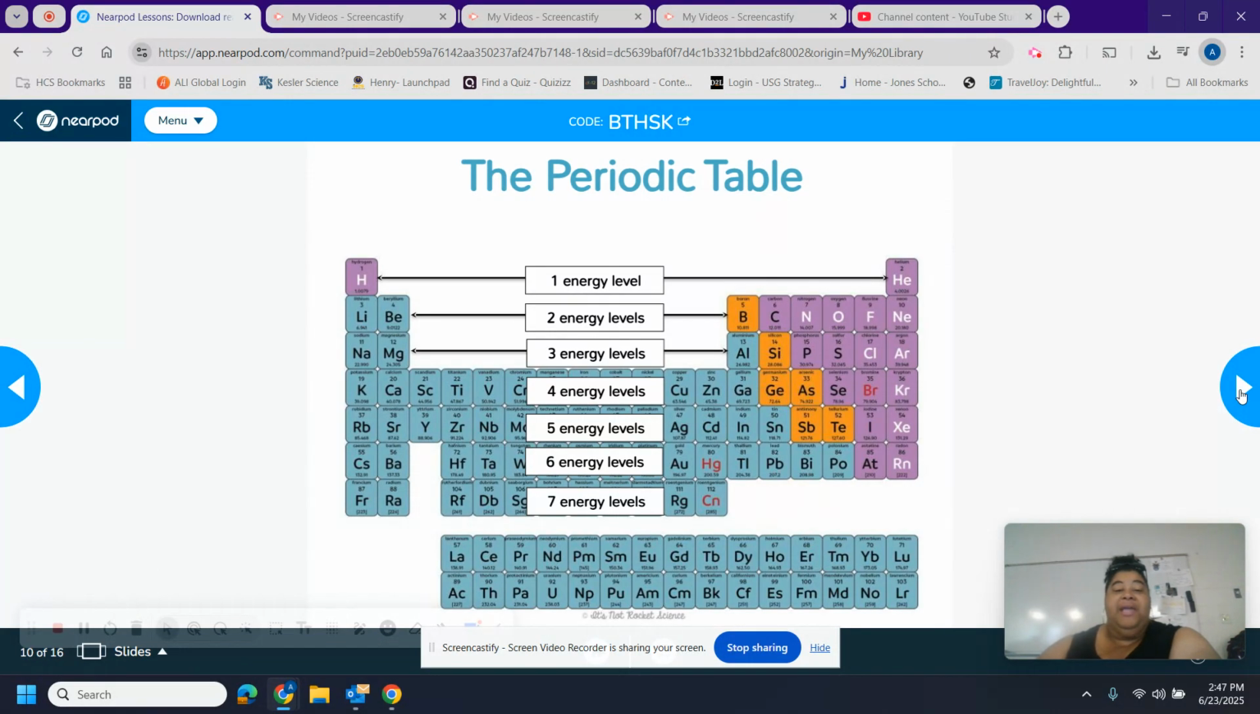Next, this page shows us the energy levels. So if you are in period 1, you have 1 energy level. If you are in period 2, 2 energy levels. Period 3, 3 energy levels, and so on.